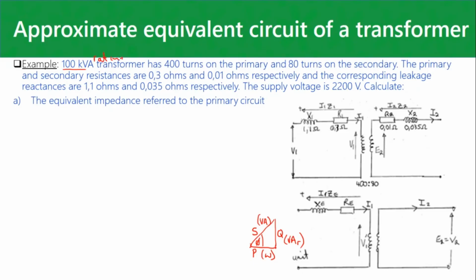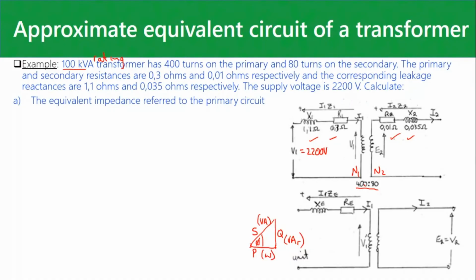You see, it's got 400 turns and 80 turns. So we get these numbers. Those numbers are given to us. All right. Supply voltage V1 equals 2,200 volts. So with 2,200 volts on the primary, we can work out E2 when it's on open circuit by using N1 over N2. Okay, so we'd be able to work that out.